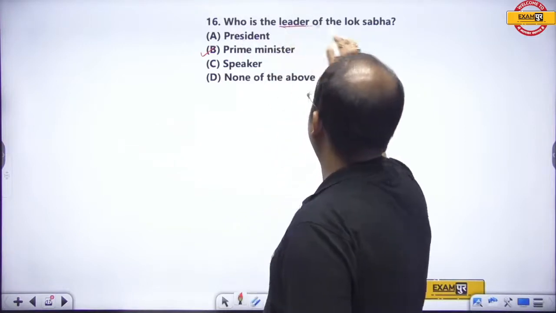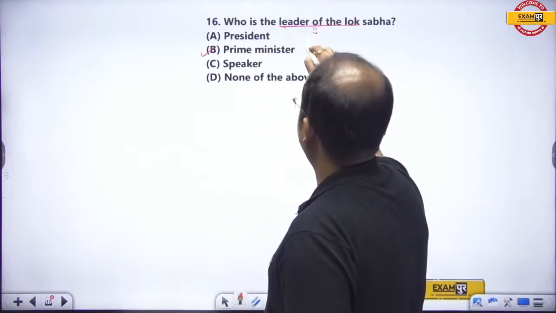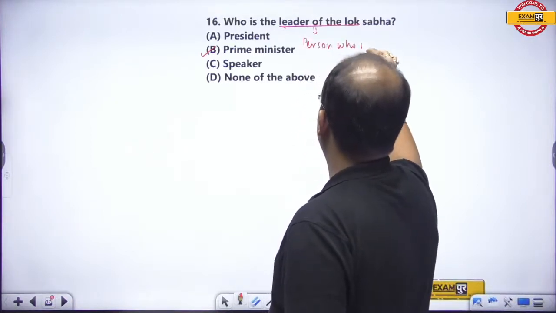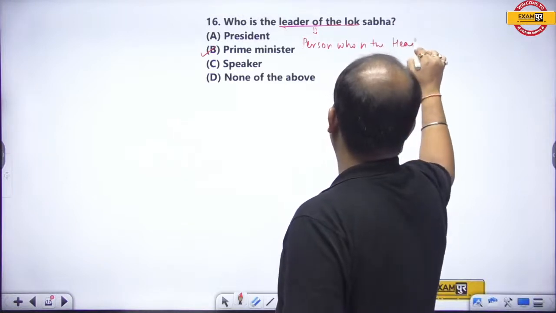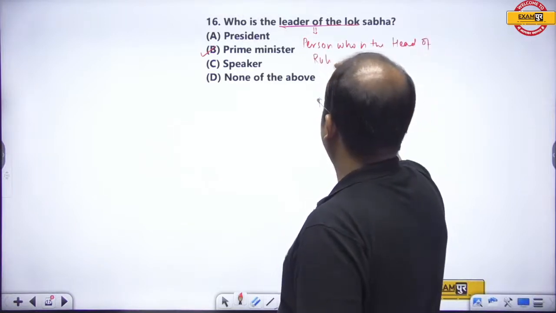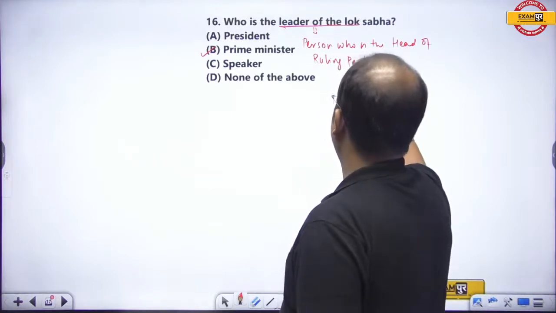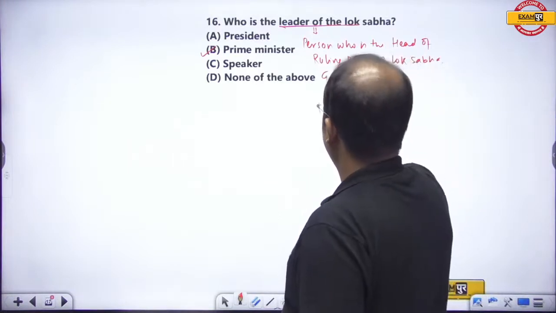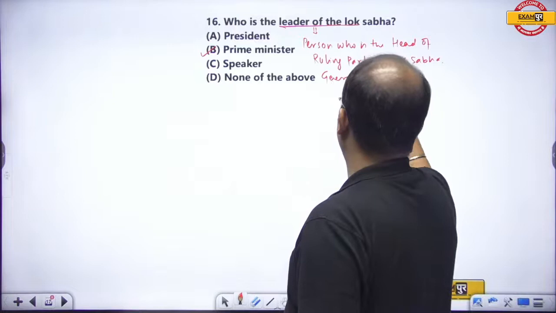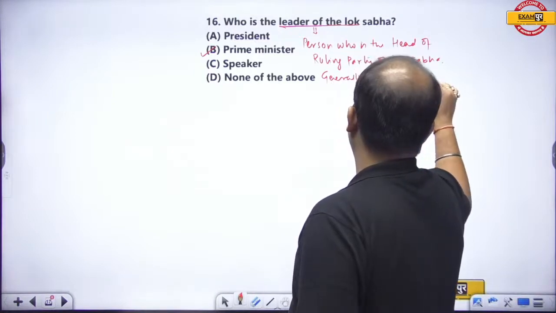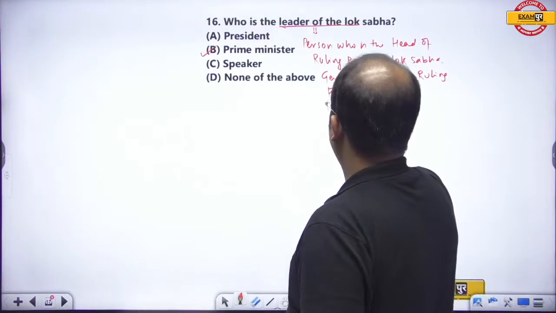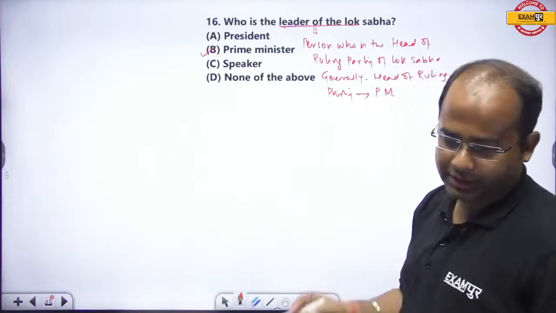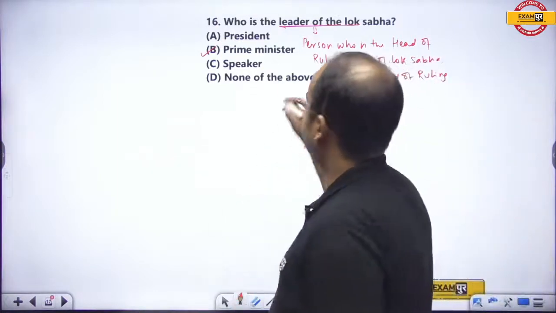So the leader of the Lok Sabha is always the person who is the head of the ruling party of Lok Sabha, and generally the head of the ruling party is the Prime Minister. It is the Prime Minister, guys.